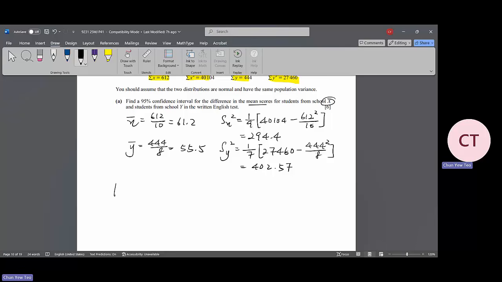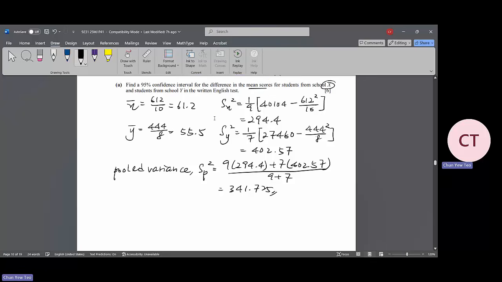So we need to combine the variances together into one. We call this the pooled variance, SP squared. The formula is 9 multiplied by 294.4 plus 7 multiplied by 402.57, divided by 9 plus 7. So you will get 341.725. Okay, so this is the pooled variance.